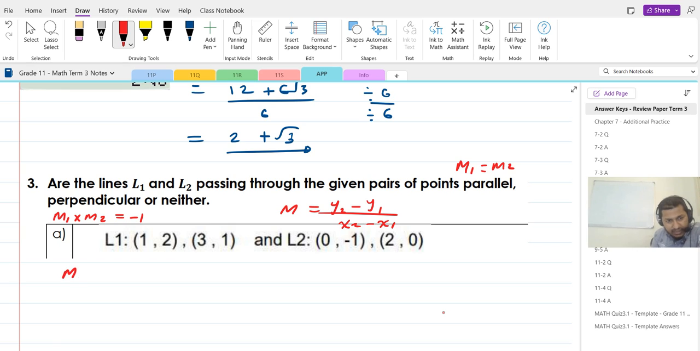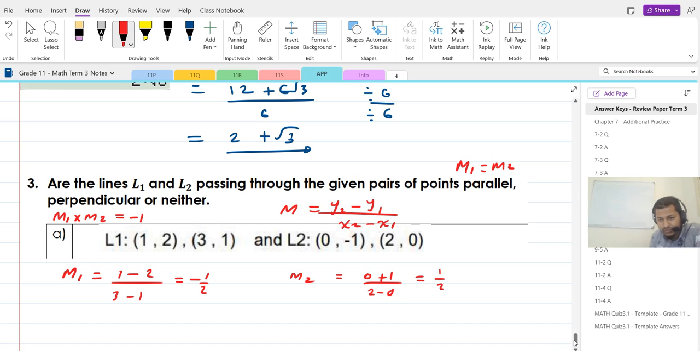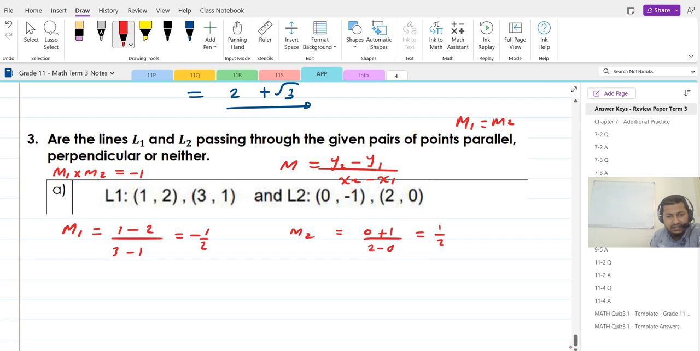So what's m1? There, 1 minus 2 divided by 3 minus 1. 1 minus 2 is -1 over 2, right? That's done. What's the second slope? The second slope is 0 minus minus 1, so 0 plus 1 divided by 2 minus 0. So what do we have? We have half, 1 over 2. So we can clearly see that m1 is not equal to m2, so it's not parallel.